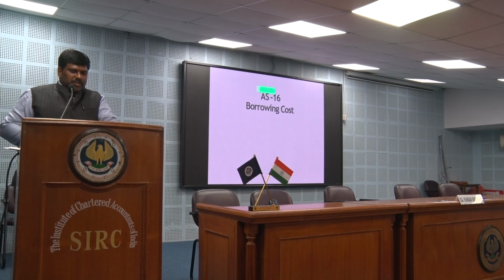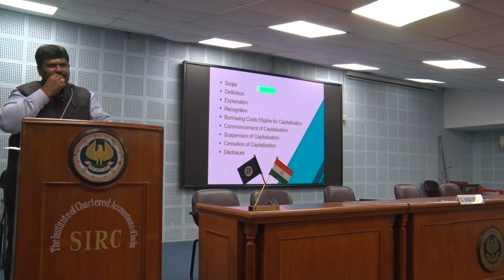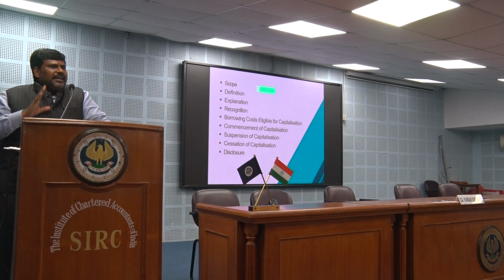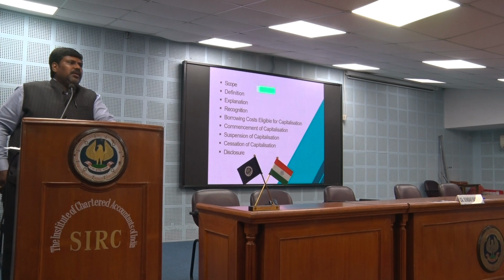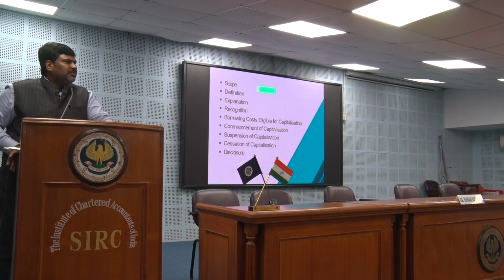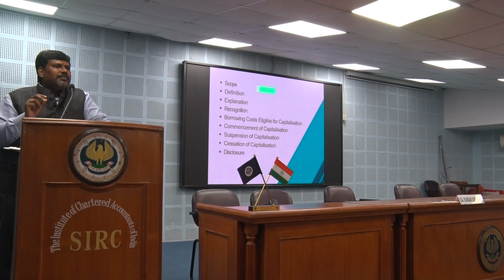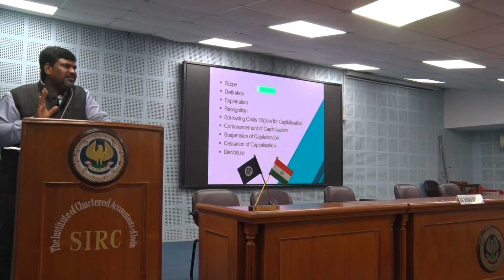Moving on further with respect to the borrowing cost, this is a very simple and very beautiful standard. Technically, whenever we incur an interest cost with respect to the borrowing, normally it would be taken to the profit and loss as an expense. The single most important principle that emanates from this standard is when the interest cost can be capitalized to the particular asset.